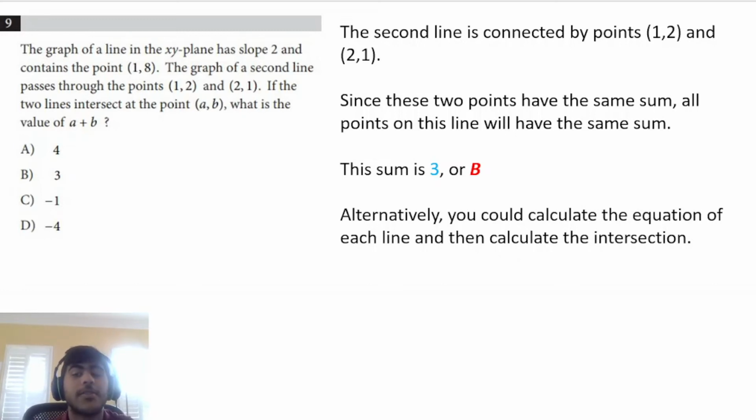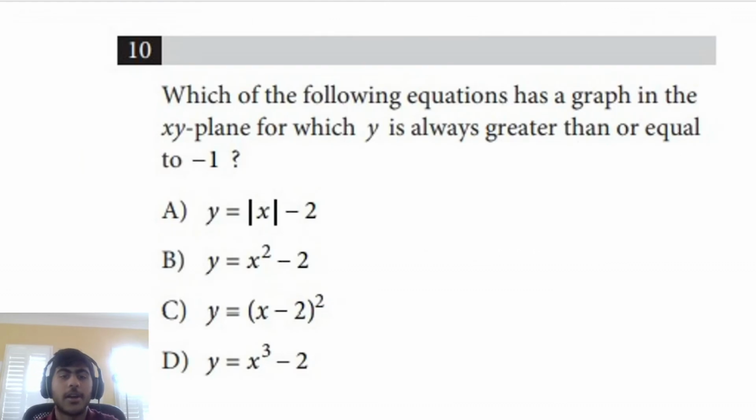However, there is a different way you can do this by noticing the second line is connected by 2 points, (1, 2) and (2, 1), that have the same sum. Since these 2 points have the same sum, all the other points of this line will also have the same sum, which means that the intersection has to be on that line, right? So the intersection will have a sum of 3 for a and b. Because of that, the answer is answer choice B. Alright, let's look at the last problem of the set.